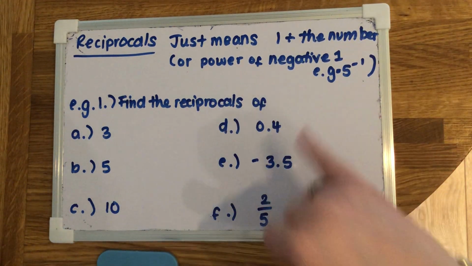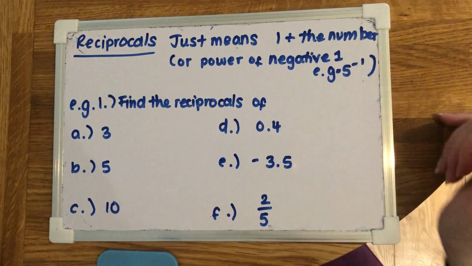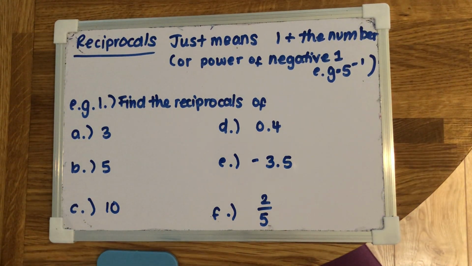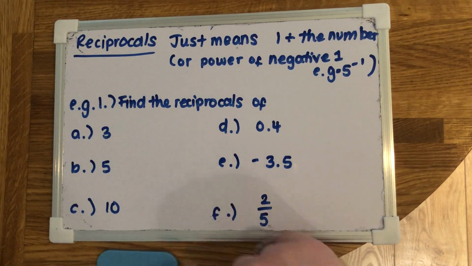I have added this as well. Reciprocal also means it's got a power of -1. So if you've done laws of indices, the harder ones with fractions and negatives, you'll know what I mean by this. Okay, so if we start with the first one, we're starting with the number 3.